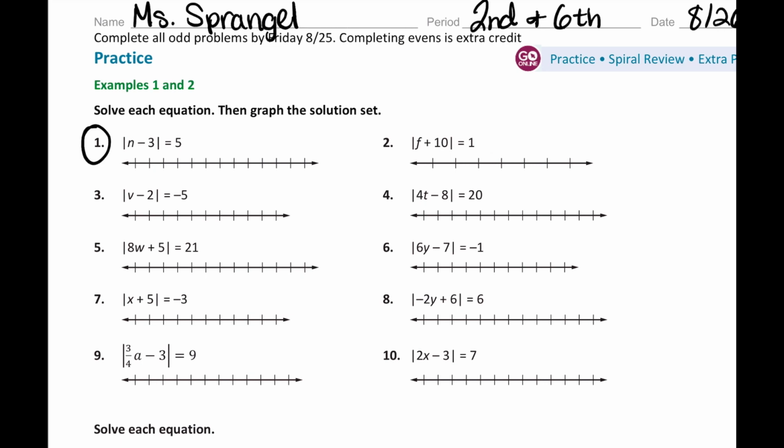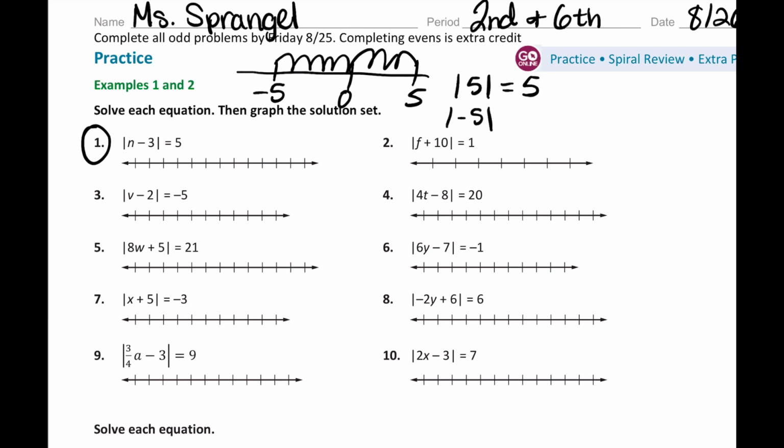So it says the absolute value of n minus 3 is 5. First we want to think about what numbers have an absolute value of 5, which means which two numbers are 5 away from 0. So we have 5 and negative 5 that are both 1, 2, 3, 4, 5 away from 0. So those are the two numbers that could be in the absolute value bars to produce 5. So I know that within these absolute value bars has to be either 5 or negative 5.